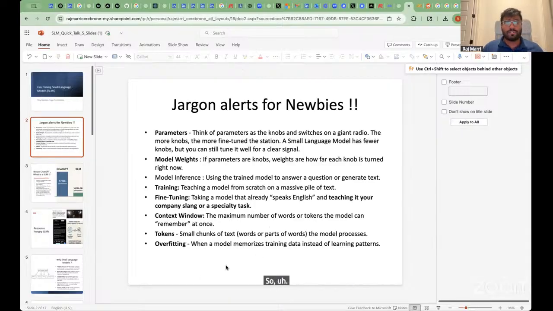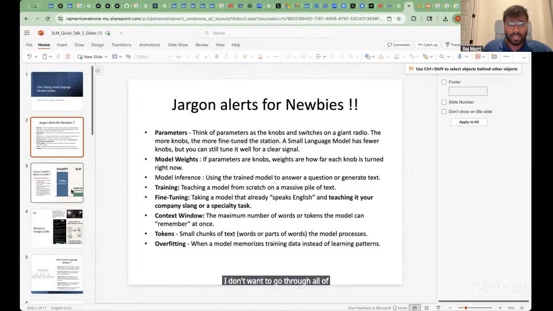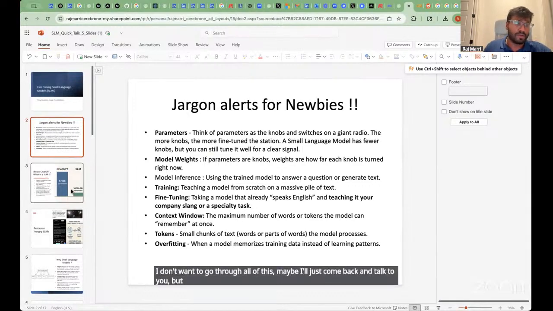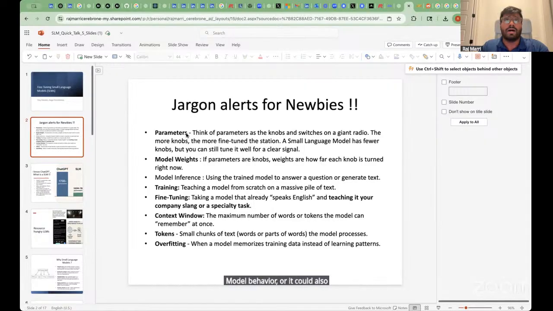So these are some of the jargons that we probably need to remember to understand whatever we're going to discuss today. I don't want to go through all of this. Maybe I'll come back to it, but I can give you a quick overview of what parameters are. Think of them with an analogy: they are knobs that you turn to change the behavior of a specific model, like the knobs of a radio. And parameters really tell a lot about the size of a model.